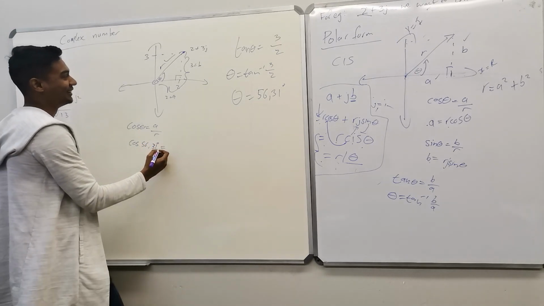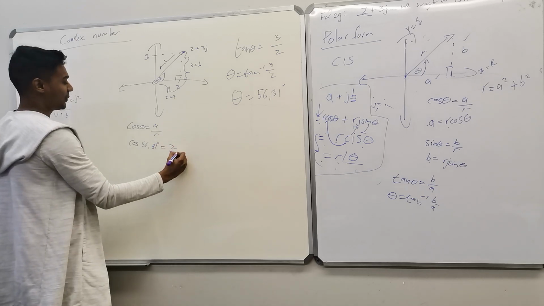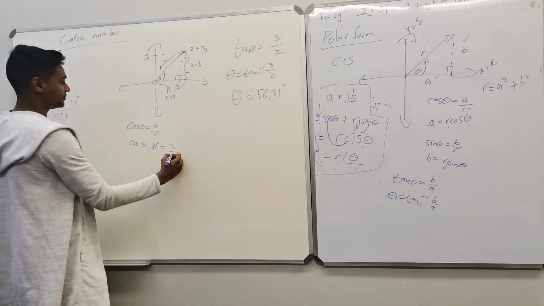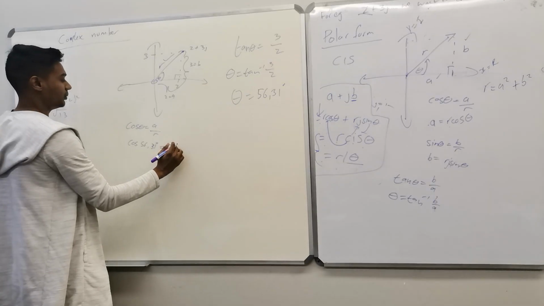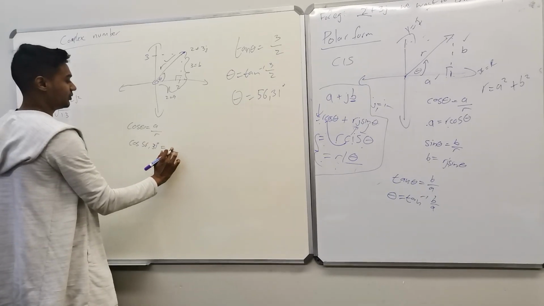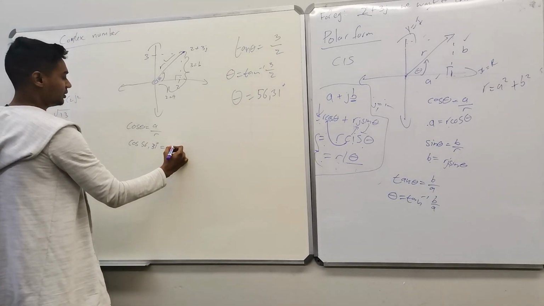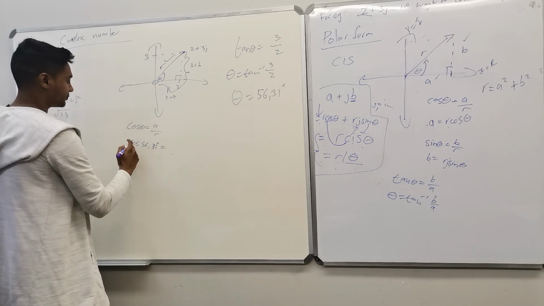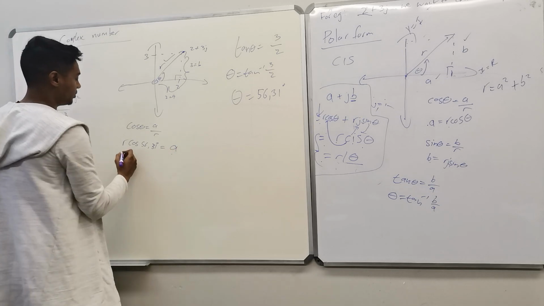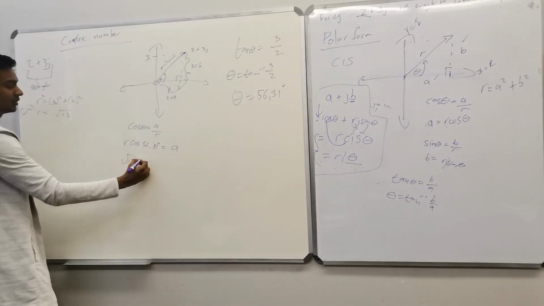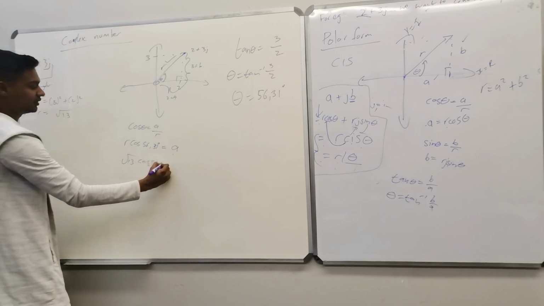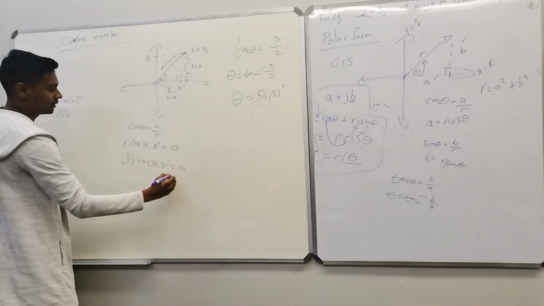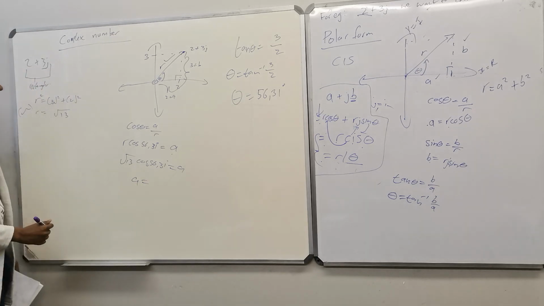So A is 2, and we want to convert it to A. Let's just do it straight there. What is our R? That's equal to square root of 13 cos 56.31. Give me a value of A.